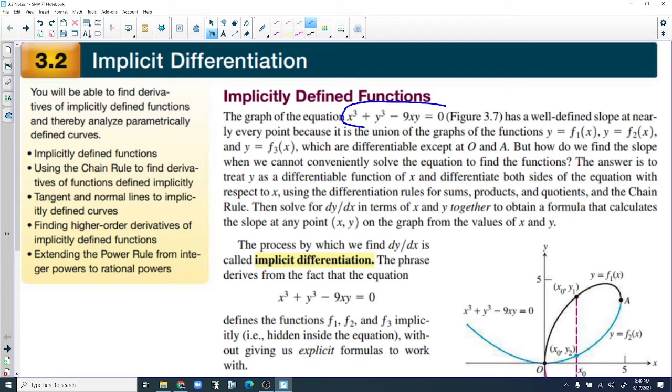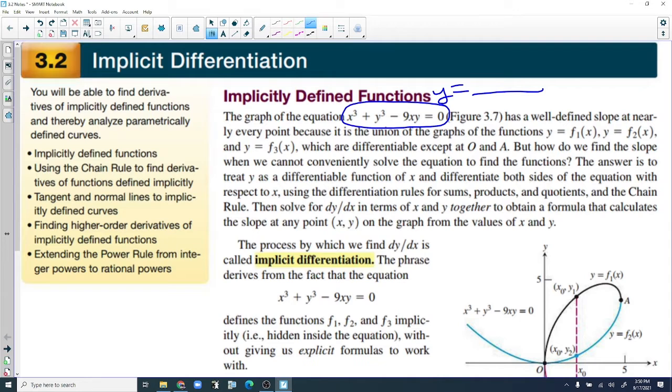So in other words, they're saying, how do we get y by itself there? That would be very inconvenient. So we have to find another way to find the derivative. The answer is to treat y as a differentiable function of x. Y is equal to something, we just don't know what that is. And differentiate both sides of the equation with respect to x.